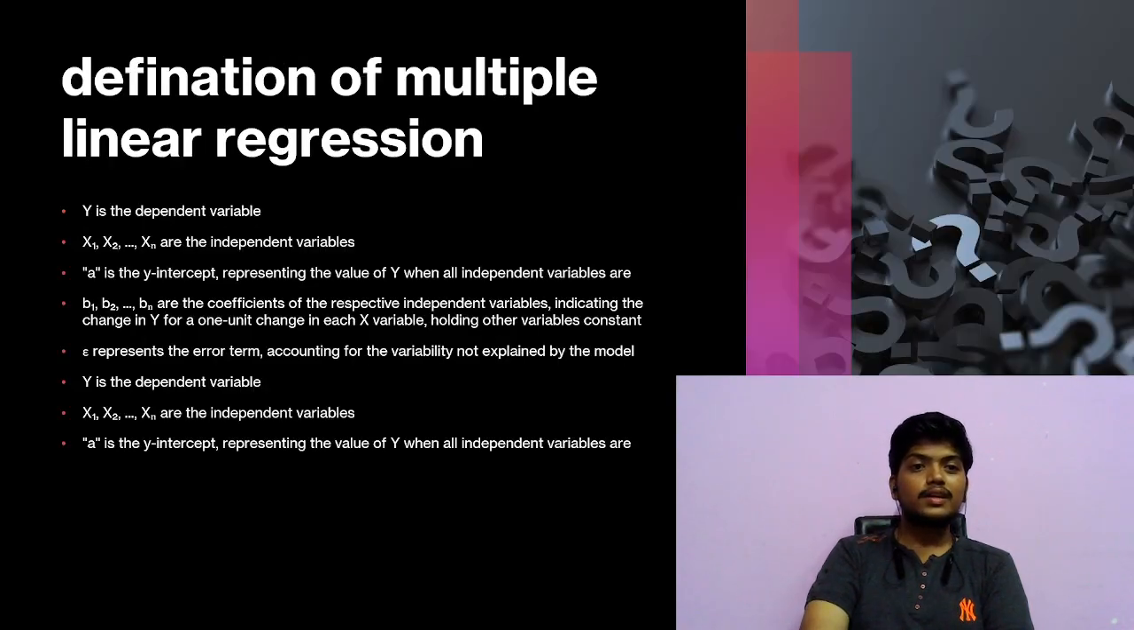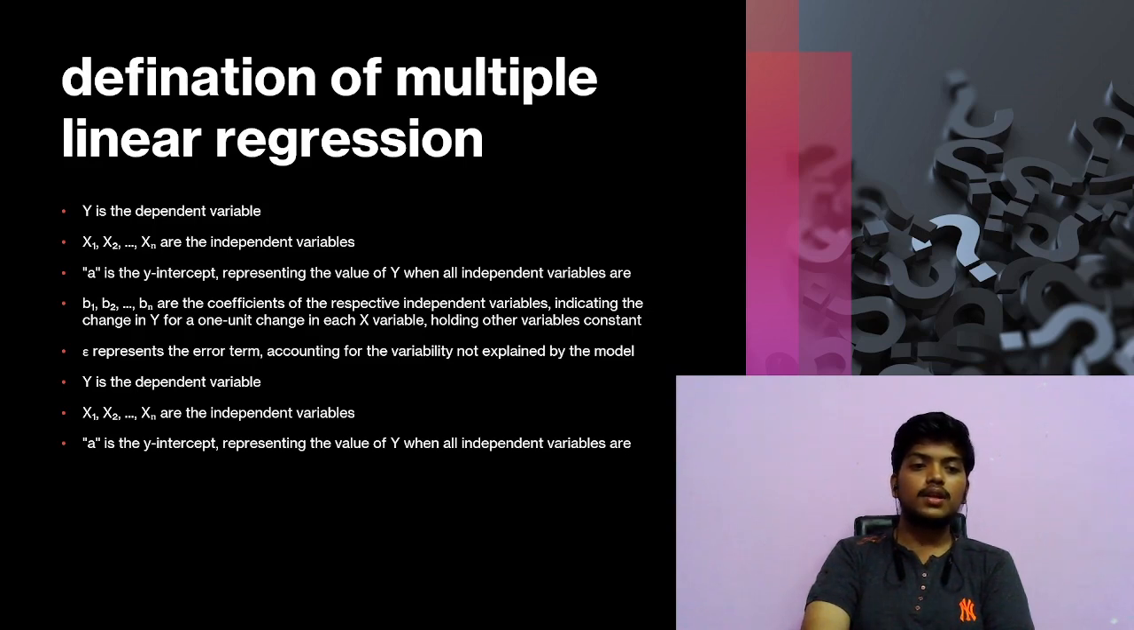Definition of multiple linear regression. Y is the dependent variable. X1, x2, up to xn are the independent variables. A is the y-intercept, which represents the value of y when all independent variables are zero. B1, B2, so on up to Bn are the coefficients of the respective independent variables. E represents the error term.